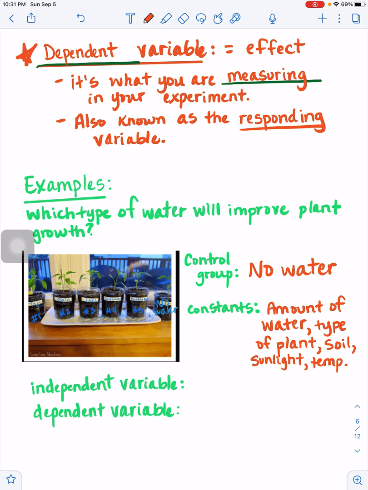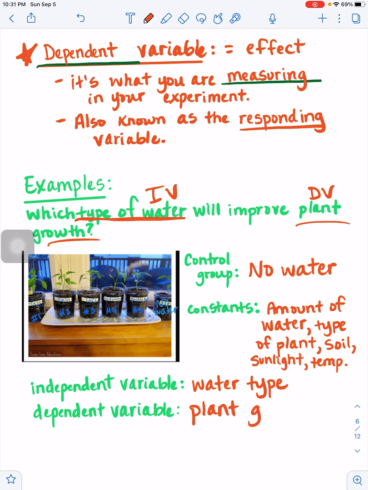The independent variable is what you're testing, and you're testing the type of water. So I'm just going to shorten it to two words and put water type. You could put type of water, that's fine. The dependent variable is what you're measuring, and you're measuring plant growth. So independent variable, dependent variable. So plant growth, let's write that in down below. Plant growth.